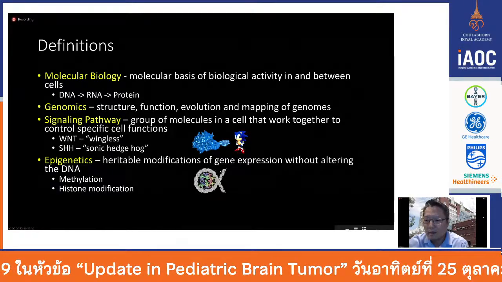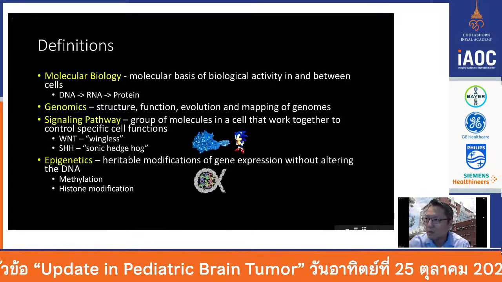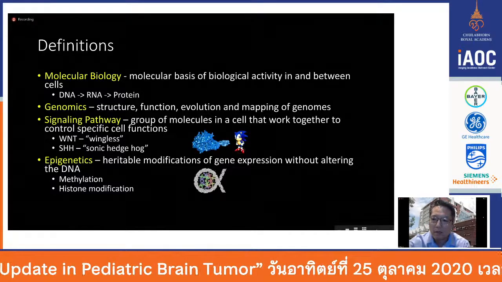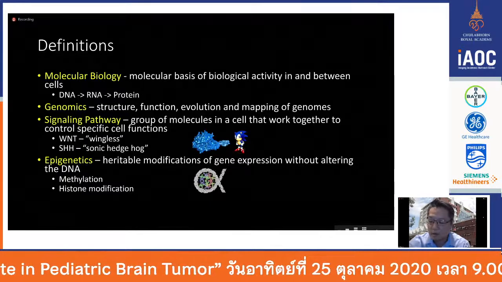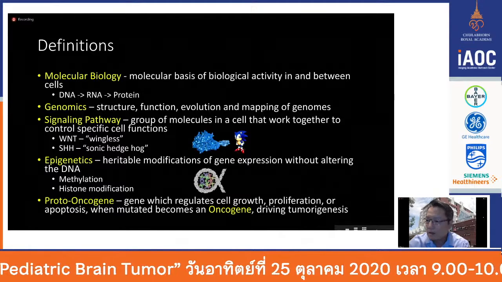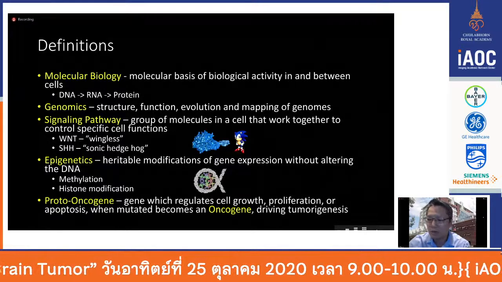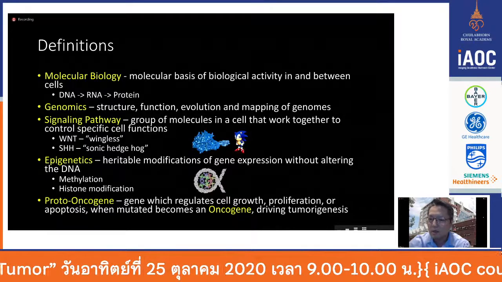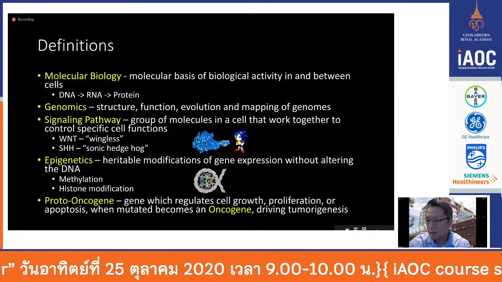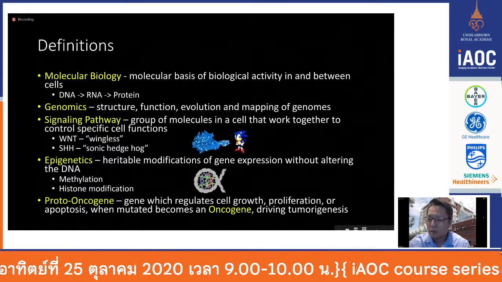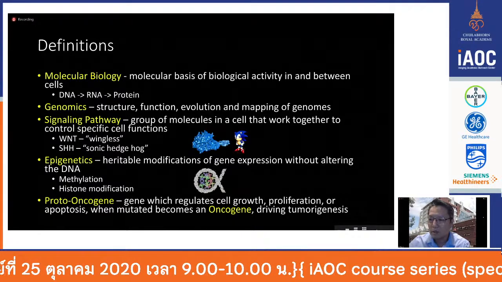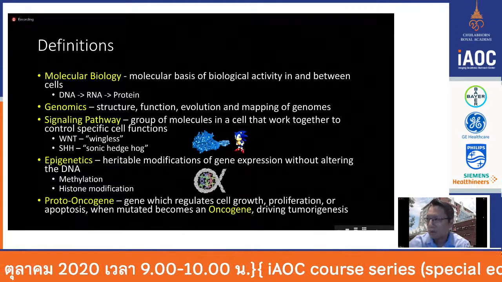So depending on how it's associated with histones, you might get more translation for this DNA or less. And then finally, the actual gene itself that regulates cell growth or proliferation or apoptosis is called a proto-oncogene when it's not mutated. But once it's mutated, you can call it an oncogene, right? So oncogenesis, which drives tumor formation.